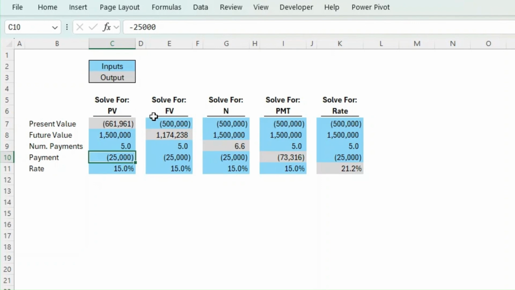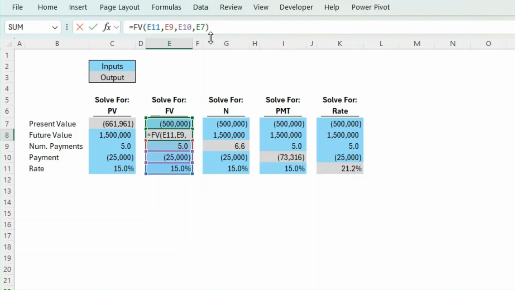So that's PV. When we solve for FV, future value, we're going to assume we're starting with 500,000 and all of the other variables are going to be the same. And so with that, using the same sort of inputs, the future value we would achieve with these inputs is the 1.17 million.